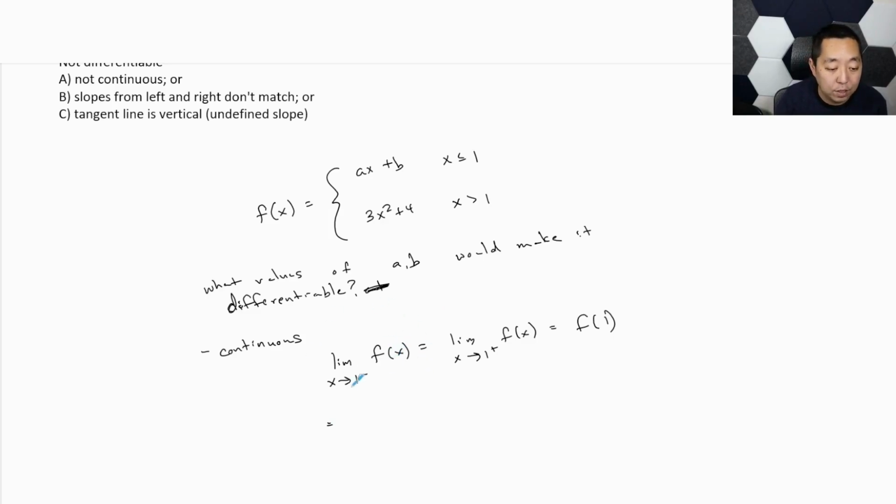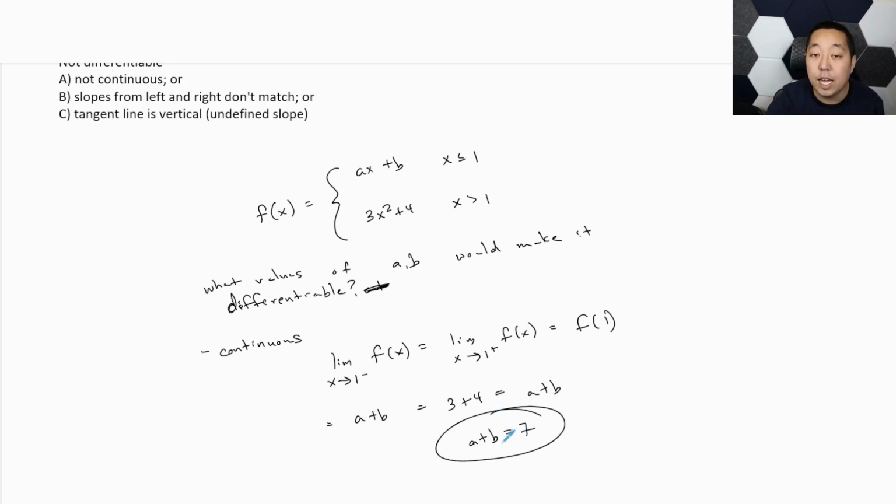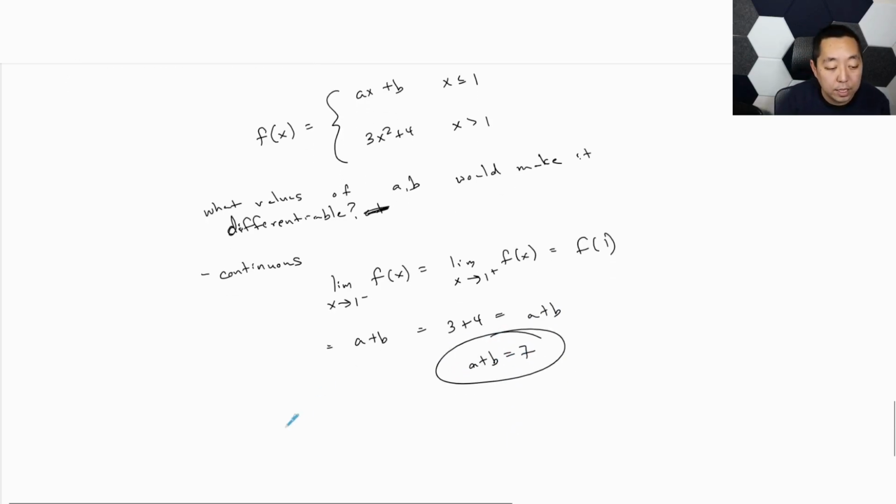From the left, you're going to plug 1 into this one because that's less than or equal to 1, so that's a plus b. From the right, I get 3 plus 4. And f of 1, since this has the equal sign, is also going to be a plus b. So a plus b equals 7. I can't solve for a and b yet, but the other part is that the slopes need to match.